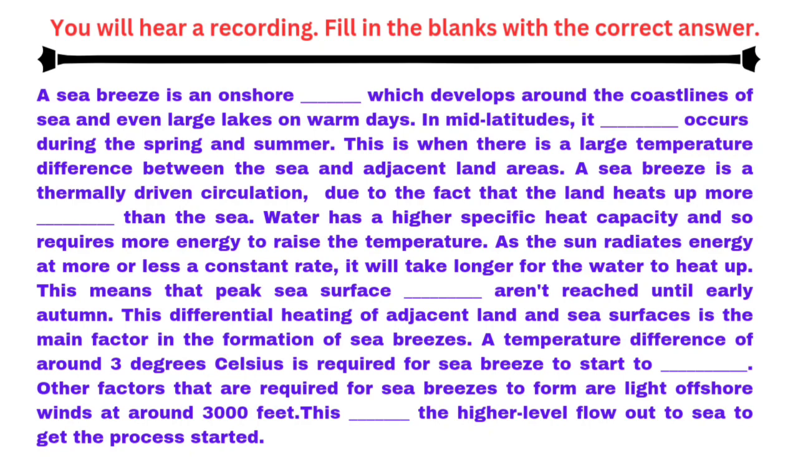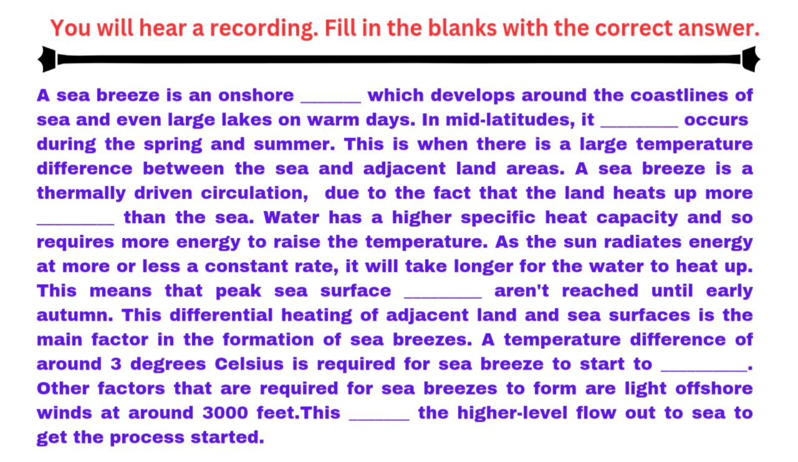A sea breeze is a thermally driven circulation, forming due to the fact that the land heats up more quickly than the sea. Water has a higher specific heat capacity and so requires more energy to raise the temperature. As the sun radiates energy at more or less a constant rate, it will take longer for the water to heat up. This means that peak sea surface temperatures aren't reached until early autumn. This differential heating of adjacent land and sea surfaces is the main factor in the formation of sea breezes.